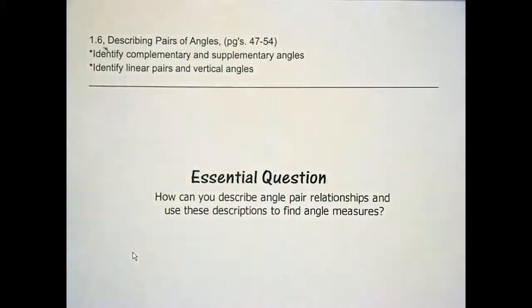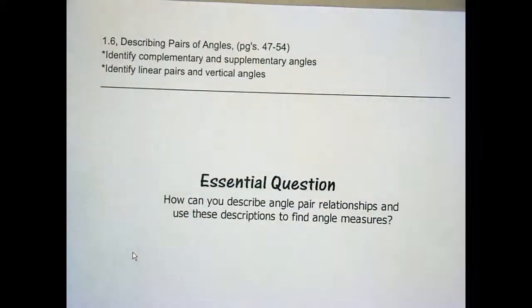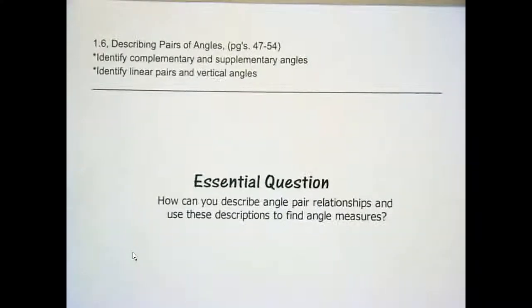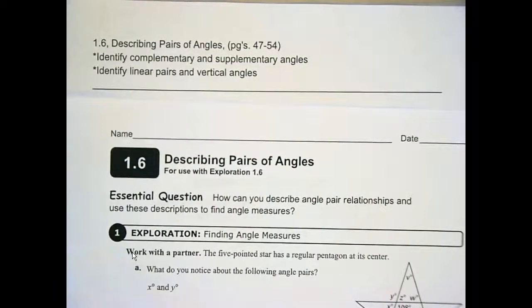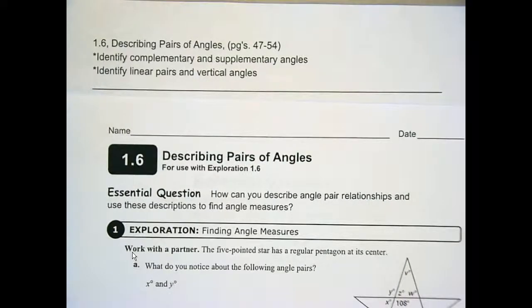We are describing pairs of angles, dealing with complementary and supplementary and linear pair and vertical angles. The essential question we have: how can you describe angle pair relationships and use these to find angle measures?